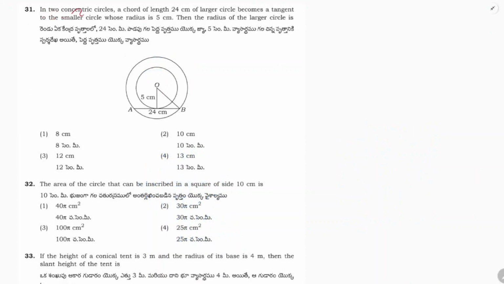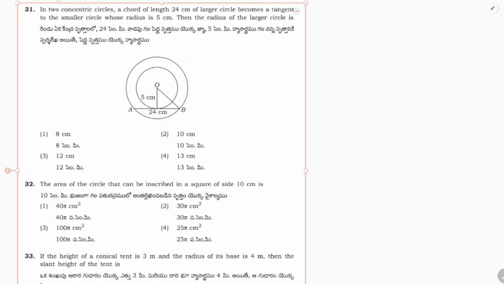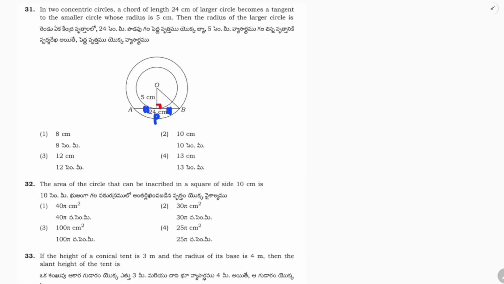In two concentric circles, a chord of length 24 centimeters of the larger circle becomes a tangent to the smaller one. If it is a tangent, the angle between radius and tangent is 90. So the perpendicular drawn from the center to the chord bisects the chord. I'll mark this point as P. The radius of the larger circle is nothing but x, so I need to find x.